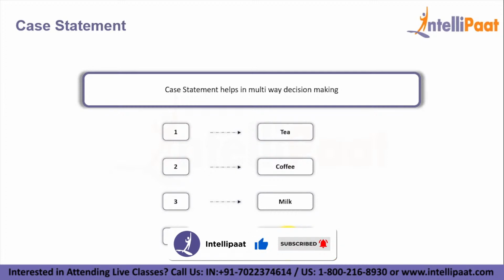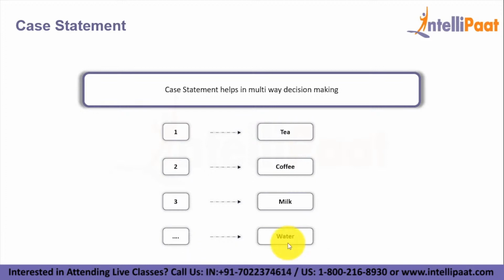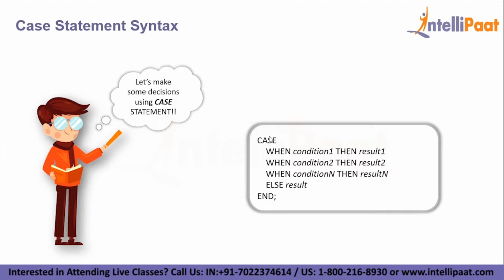So the case statement goes through conditions and returns a value when the first condition is met. And this is the syntax for the case statement. So we'll type in case, following which we'll give the when keyword and give the first condition. After that, we'll type then and specify what will happen if this condition is satisfied. And we'll do the same for the rest of the conditions. After that, we'll type else and state what will happen if none of the above conditions are satisfied. Finally, we'll give the end keyword.